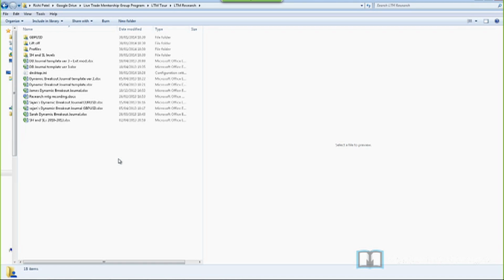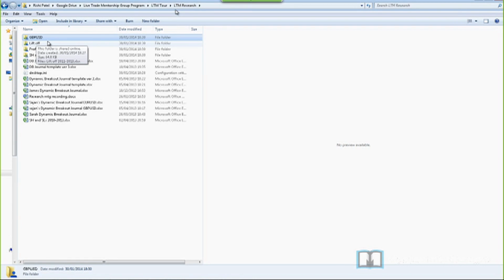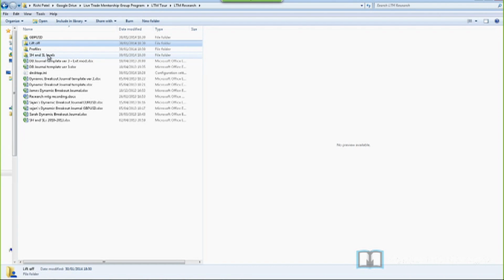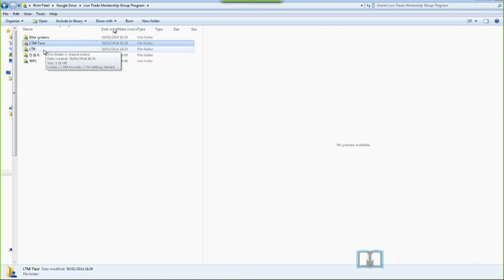I'm also going to be giving out some homework in terms of lift-off strategy and testing things and other bits like that. So you really get a good feel for the different types of journals and things that are in there that we're logging. I've got some profiles and things in there. We can probably take some of these out, some of them not as relevant anymore. But that's the LTM tour folder.